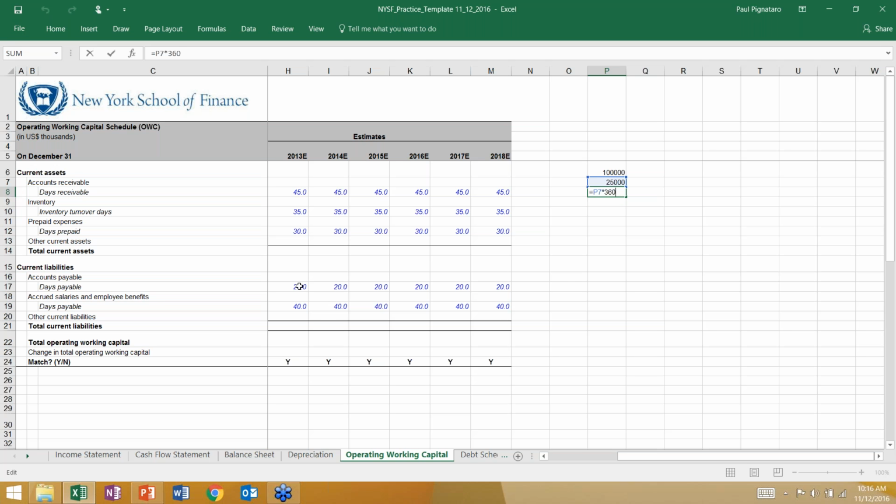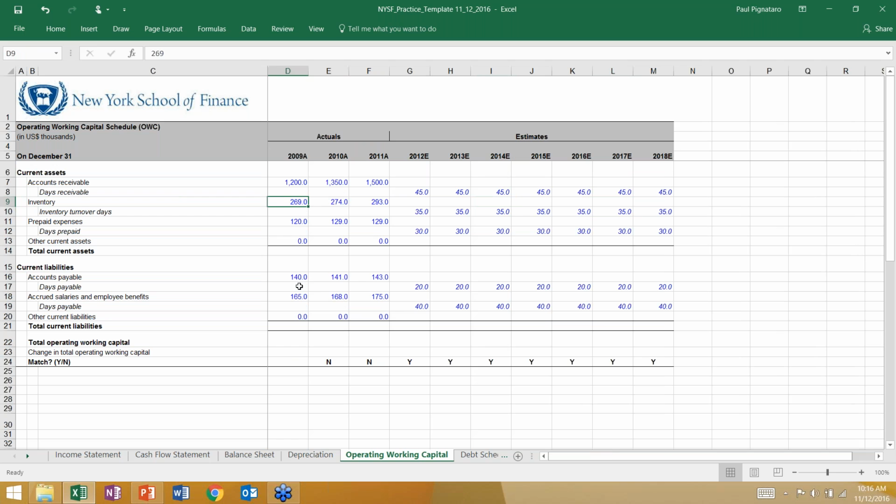That gives us 90. Sorry, I did the wrong thing here. I was supposed to multiply this, I was just on the wrong cell. By 360, this basically says 90. The implication is 90 days. The implication is that in a year, 90 days of our revenue are still left outstanding, which is another way of saying it takes 90 days for a customer to pay us, to collect on our receivables.